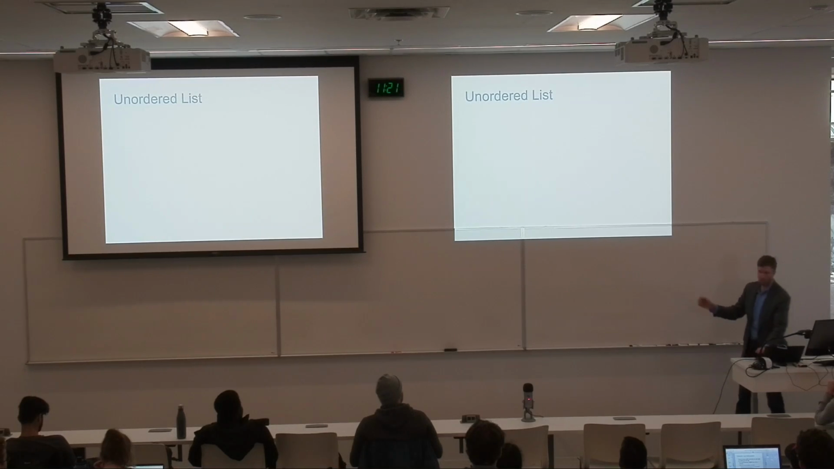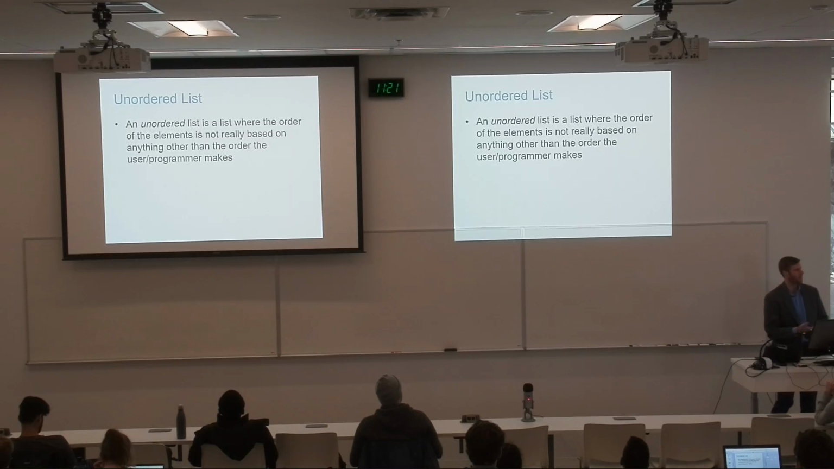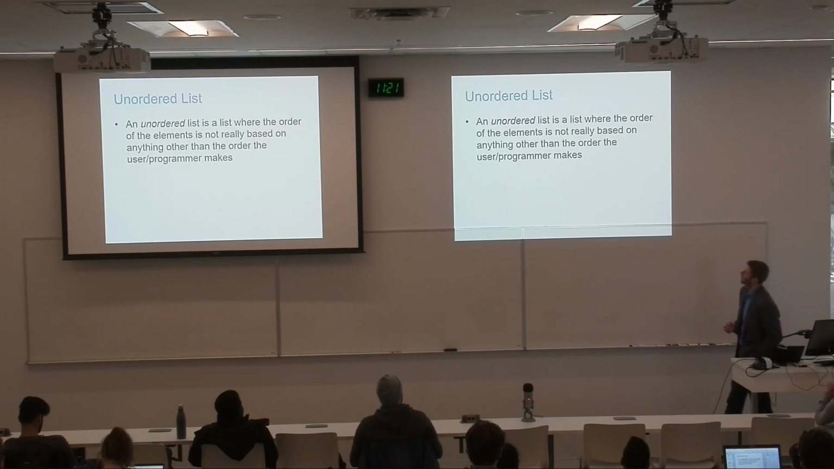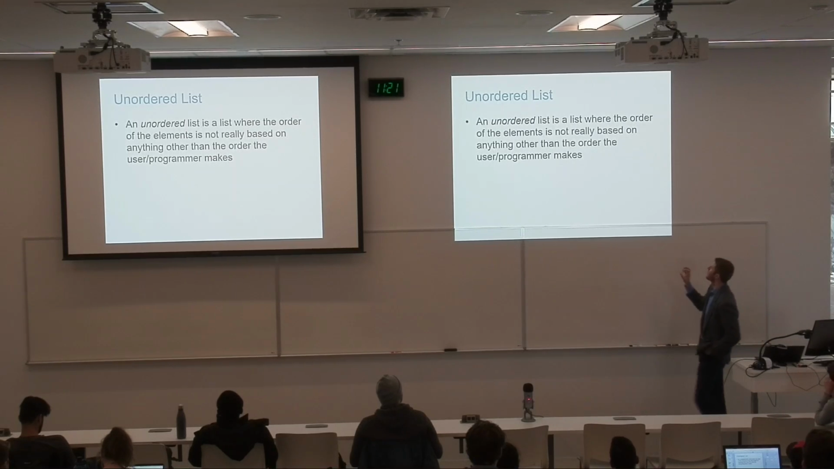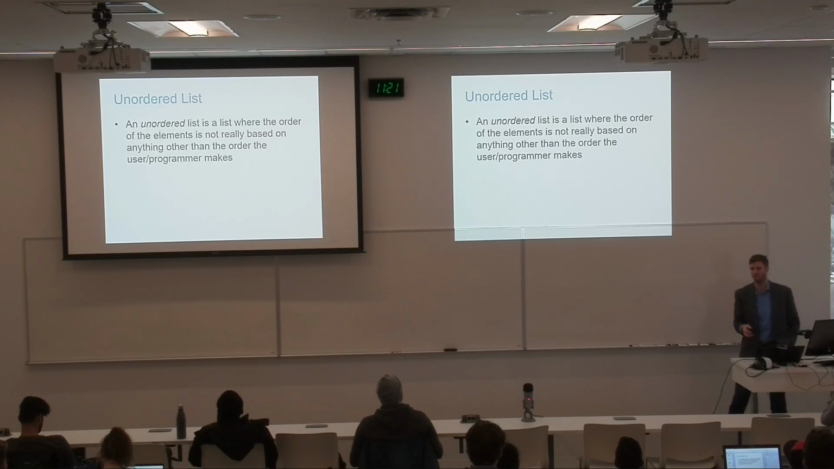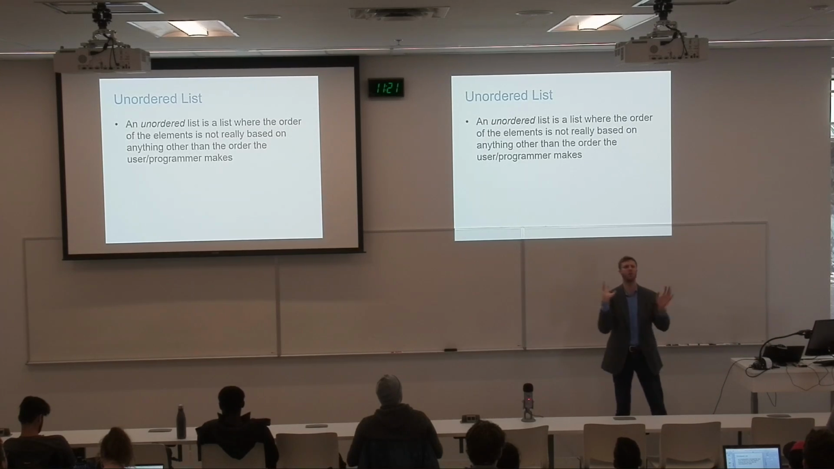Yeah, so we can remove whatever. Unordered list. So an unordered list is where the order of the elements doesn't really depend on anything. We can just add things, whatever. An unordered list is a list where the order of elements is not really based on anything other than the order that the programmer makes. It's just a collection of things.